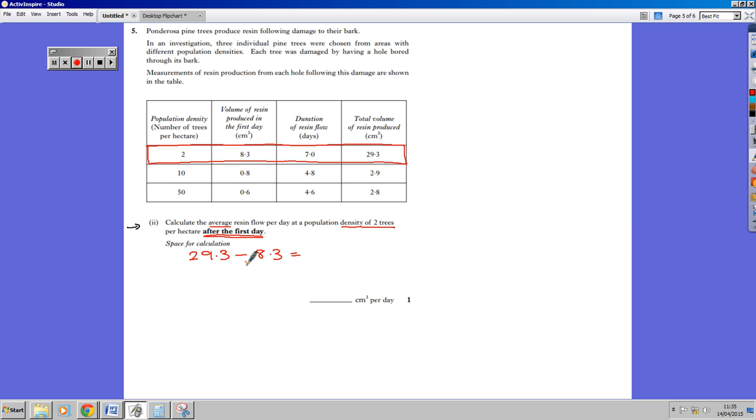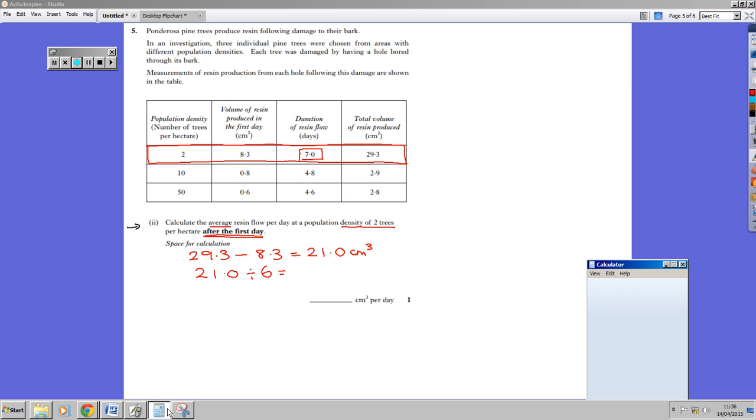So if we take 29.3 and we take away 8.3, we get 21 centimeters cubed, and that's our resin. And there's 7 days. However, we're not taking into account the first day, so we're dividing this number by 6. So if you take 21 and you divide it by 6, what do we get? We get 3.5.